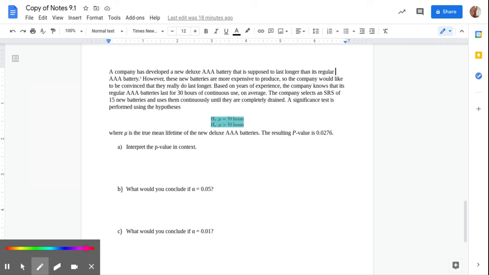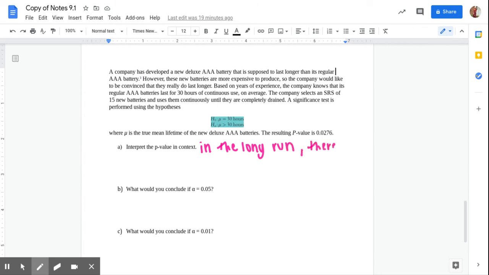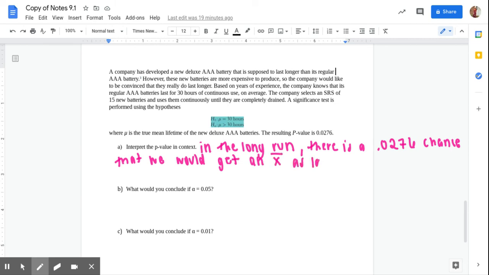So when we interpret a p-value, what this is telling us is in the long run, so hopefully you remember that phrase from when we were just talking about probability in the first semester, there is a 0.0276 chance that we would get an X bar, or that means sample mean, remember, as large as we did or larger.